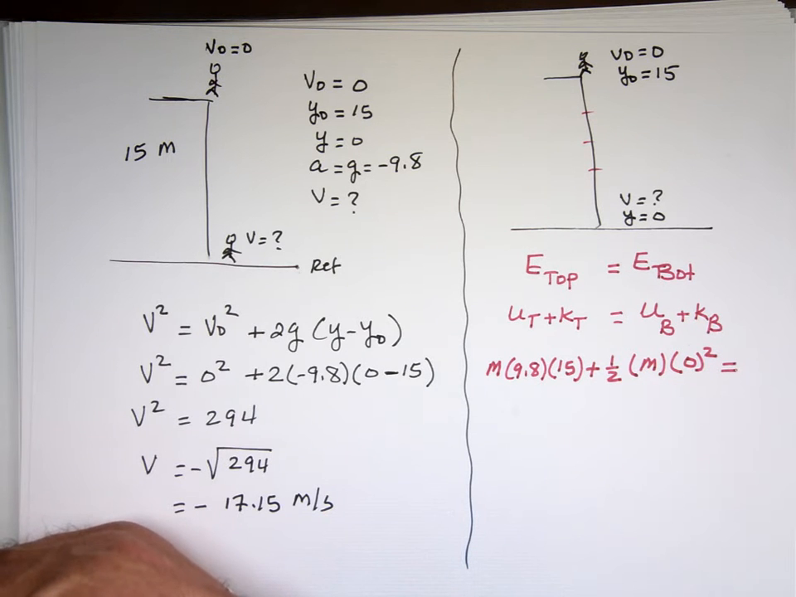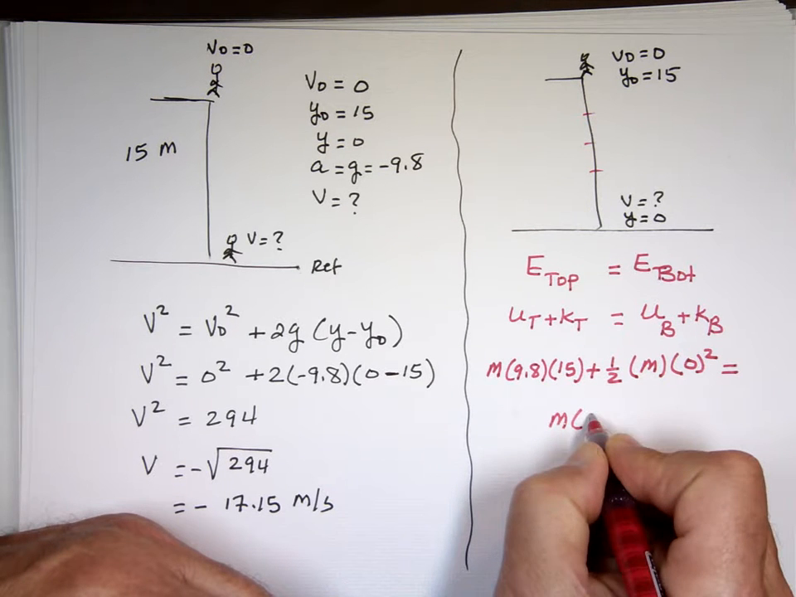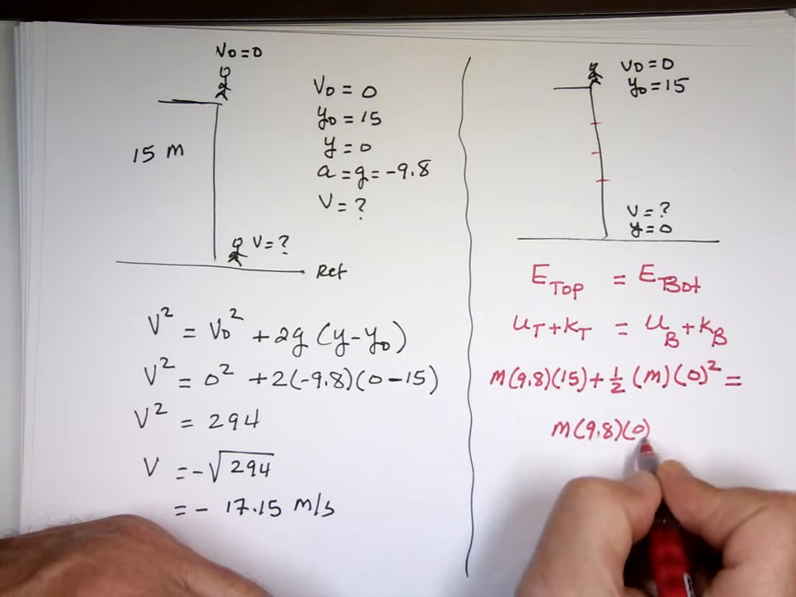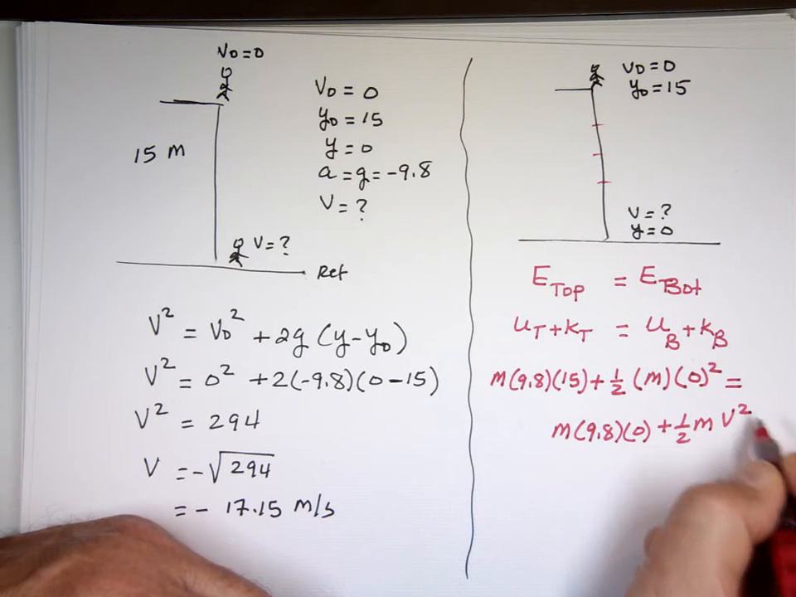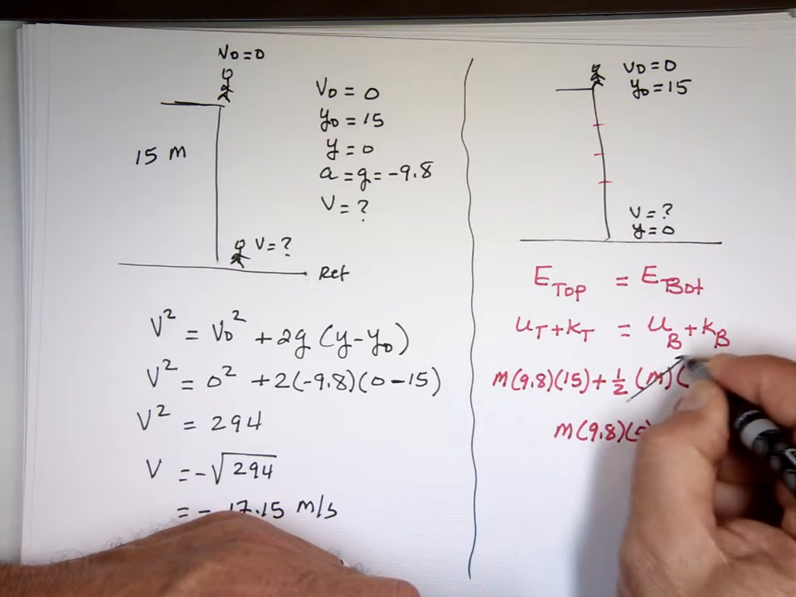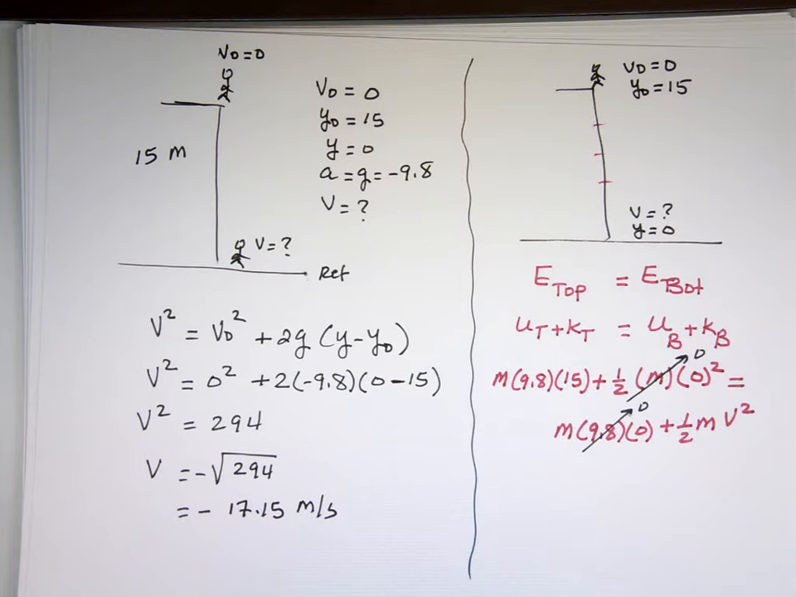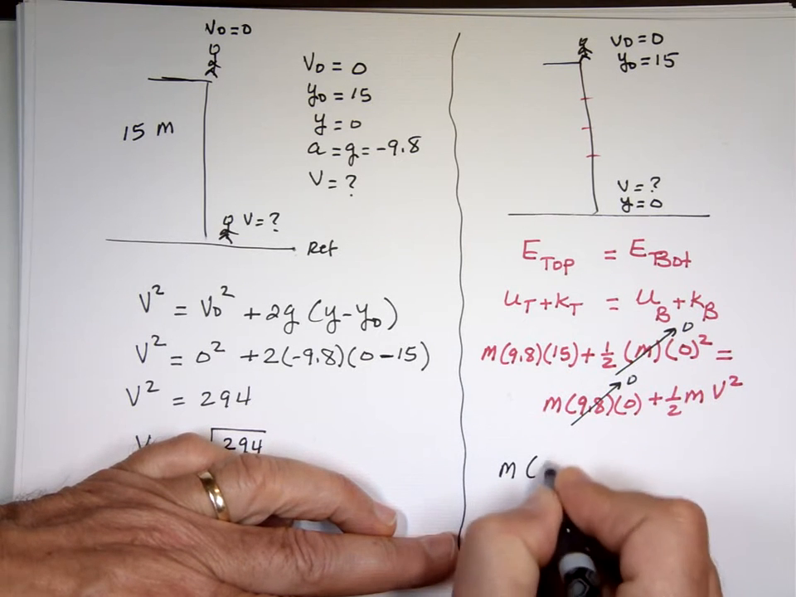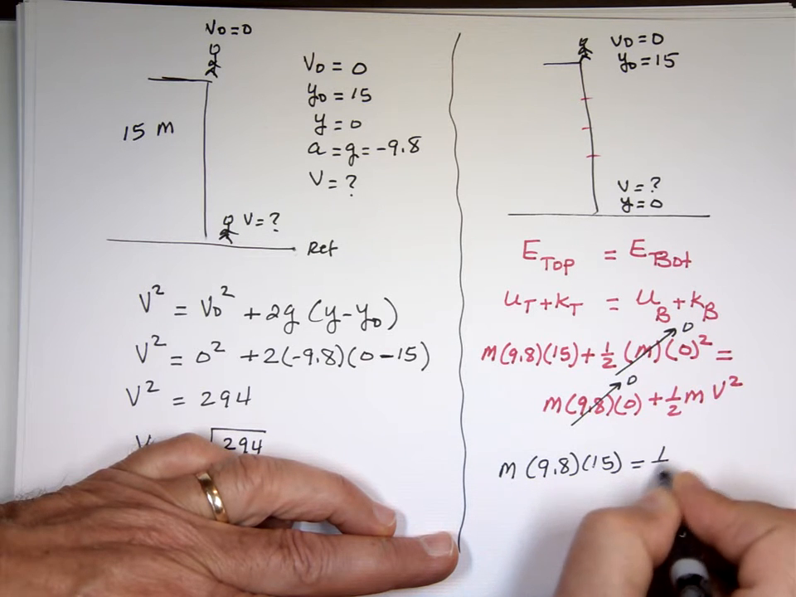Let's look at the bottom. Bottom, potential energy, which is mass, times gravity, 9.8. What was the initial height? I mean the final height? 0. Plus the kinetic energy, 1/2 m velocity squared. I know this piece is 0 because you're multiplying by 0, and I know that piece is 0. That tells me when I do the math, m times 9.8 times the 15 should equal 1/2 m v squared.